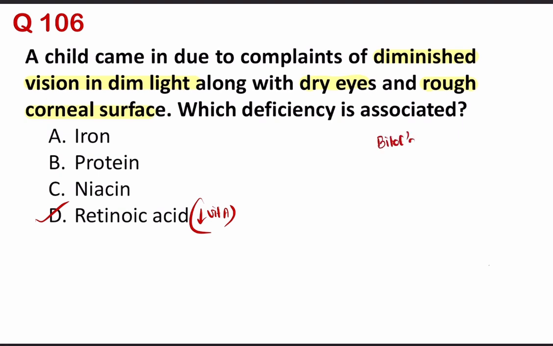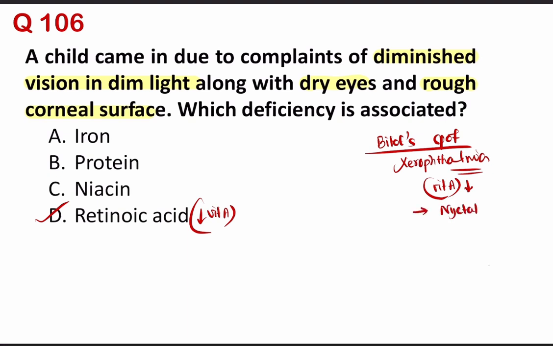Bitot spot. Why? The Bitot spot comes under the spectrum of diseases due to vitamin A deficiency, known as xerophthalmia. So xerophthalmia is where vitamin A deficiency leads to various ocular manifestations. The first manifestation that the child will present with is nyctalopia, that is diminished vision at night, night blindness, and they have clearly mentioned diminished vision in dim light. That is the first symptom of vitamin A deficiency. Bitot spot is coming in 1B, that is X1B, you can remember it as 1B.